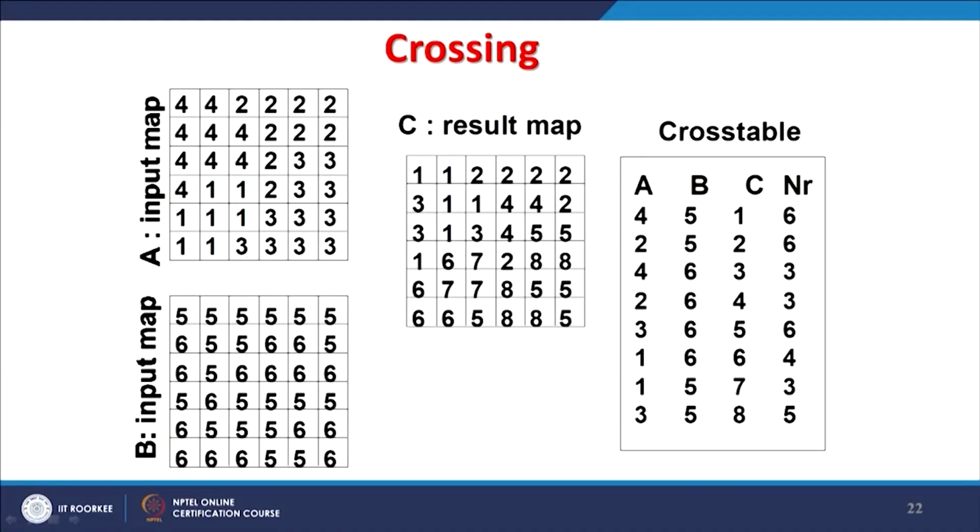Another example of a cross table is here, where map A is the input map, with values varying between 1 to 4. Here values are varying only between 5 to 6. The result map is something like this. For example, if I take this value 8, it is 5 plus 3, so it becomes 8. My cross table will have all the information. So likewise, I can perform various kinds of overlaying operations depending on my requirements.